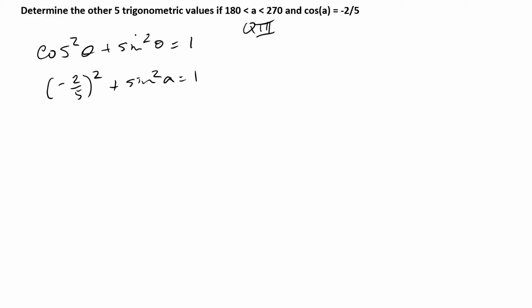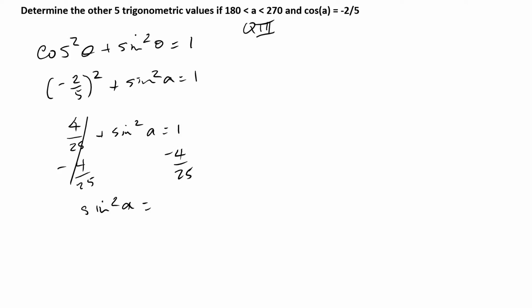So negative 2 over 5 squared, we know a negative number squared is a positive number, so this becomes 4 over 25 plus sine squared of a equals 1. If I subtract 4 over 25 from both sides, use your calculators here, right? We don't want to mess up something. That's easy to do in our calculator. We wind up getting 21 over 25.